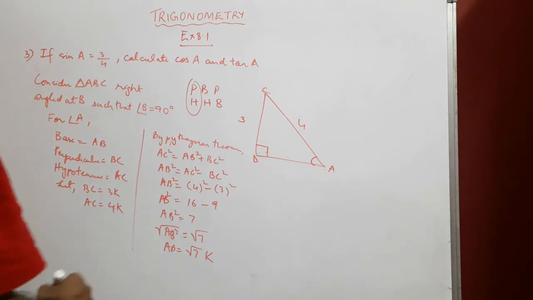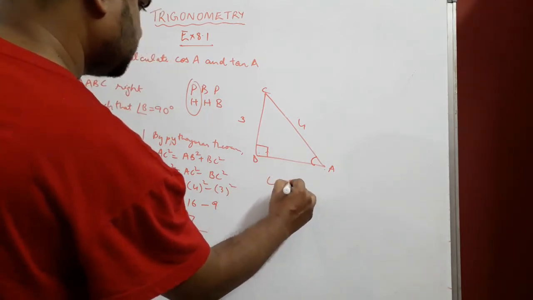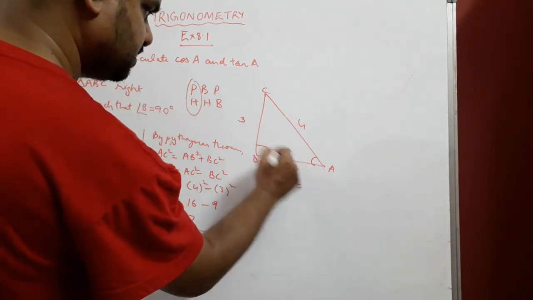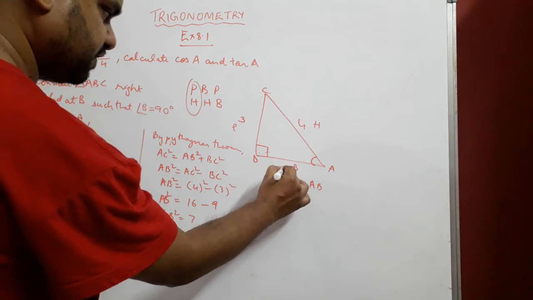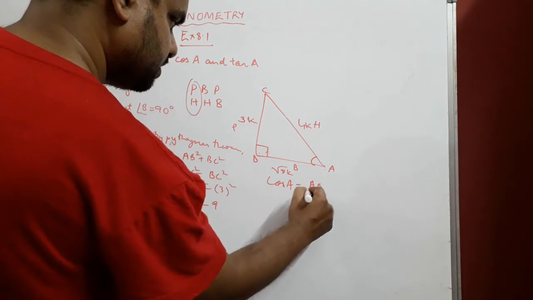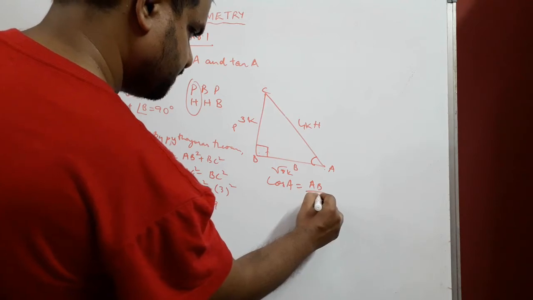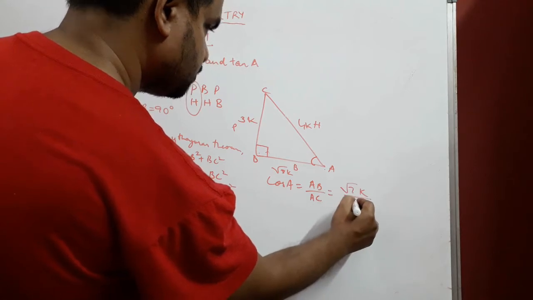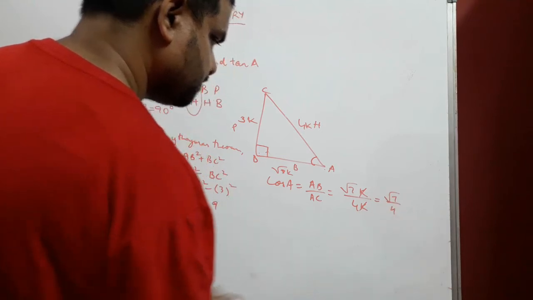Fine. Now we need to calculate cos A and tan A. So cos A will be what? B upon H, which is base upon hypotenuse. Base is here, perpendicular is here, hypotenuse here. Base is AB, which we have got as root 7k, and hypotenuse is AC. So it is root 7k upon 4k. K and k cancel, and we are getting root 7 upon 4.